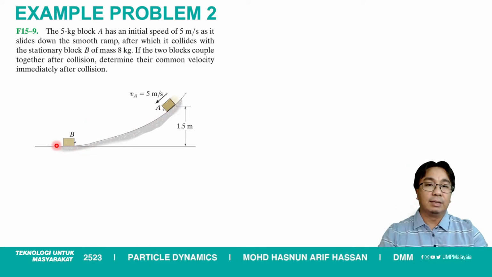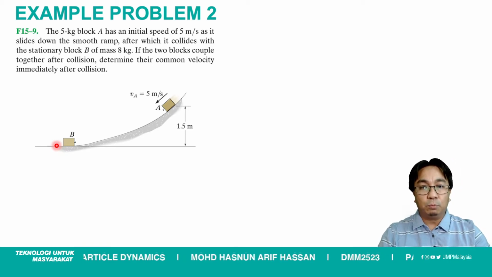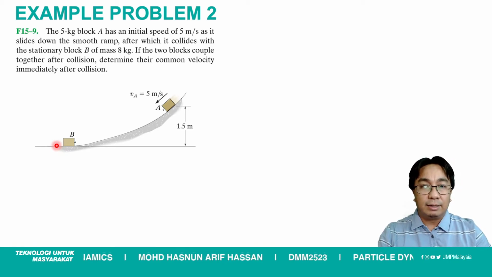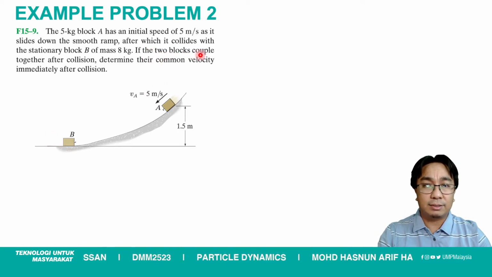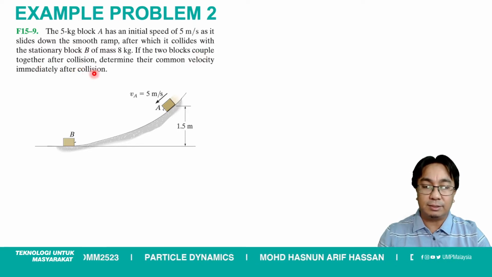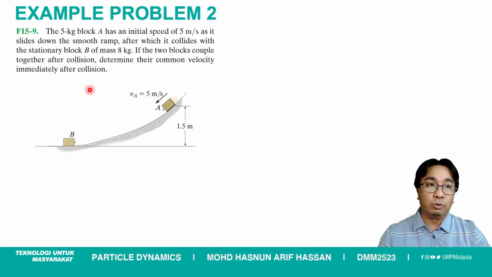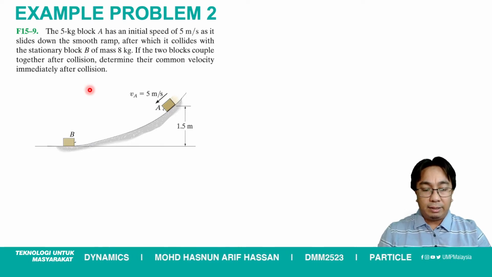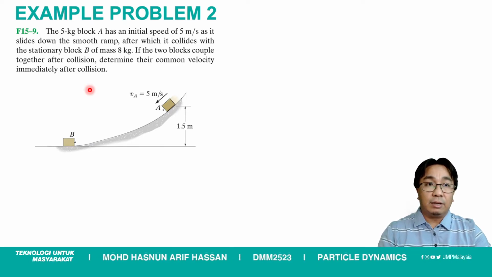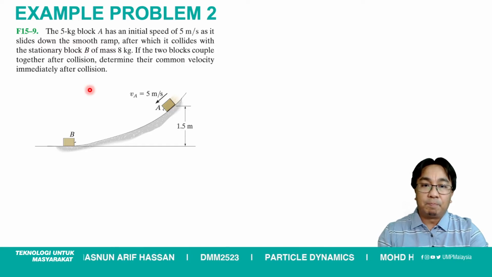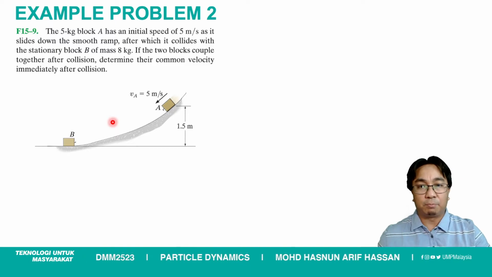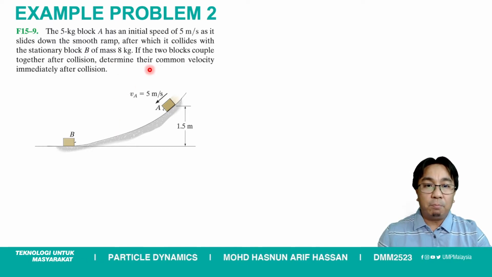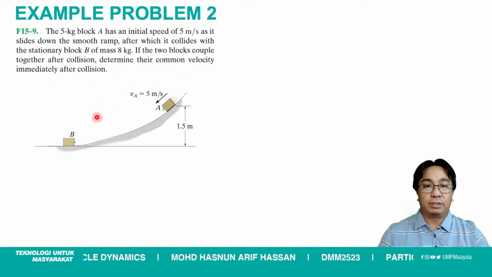So you notice here there is an impact between two particles, two objects. Then we have to apply the conservation of linear momentum here. If the two blocks couple together after collision, so in this case there is no rebound. A will impact B and then they are going to start to move together. This is the difference between this problem and the previous problem. So determine their common velocity immediately after collision.